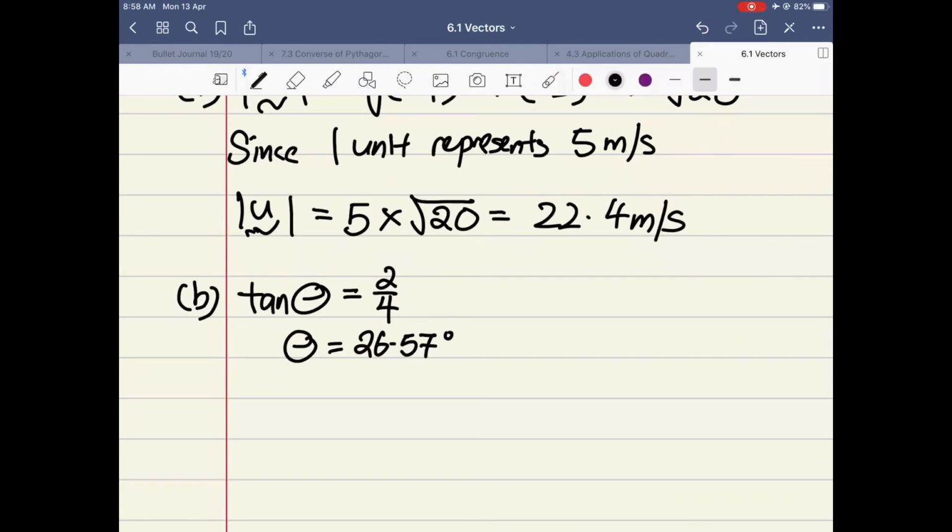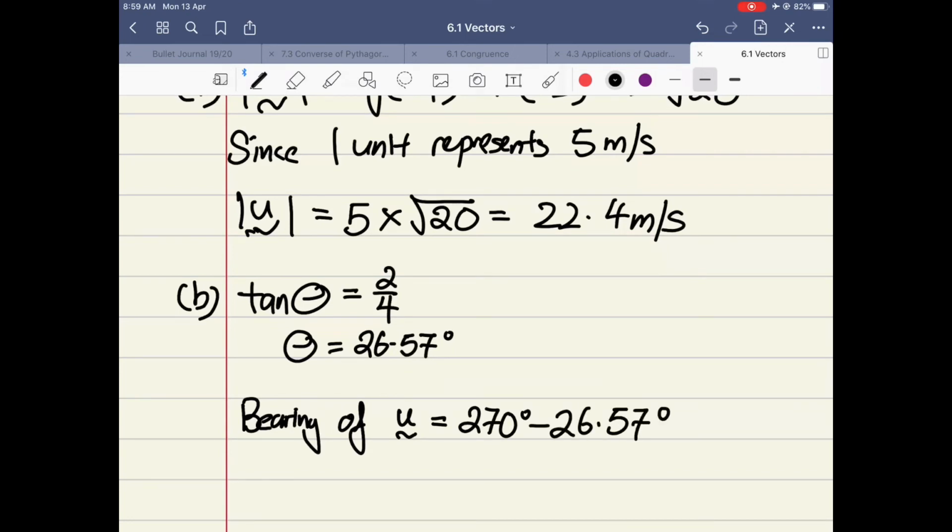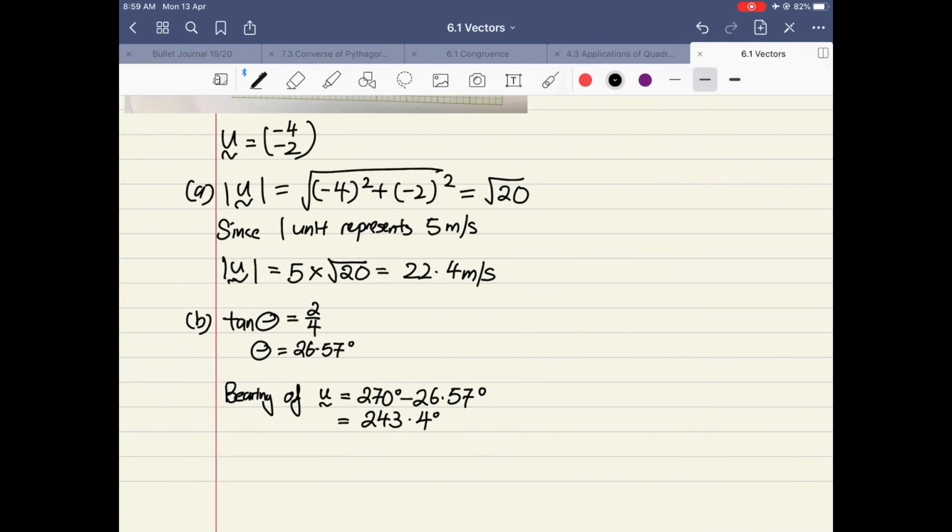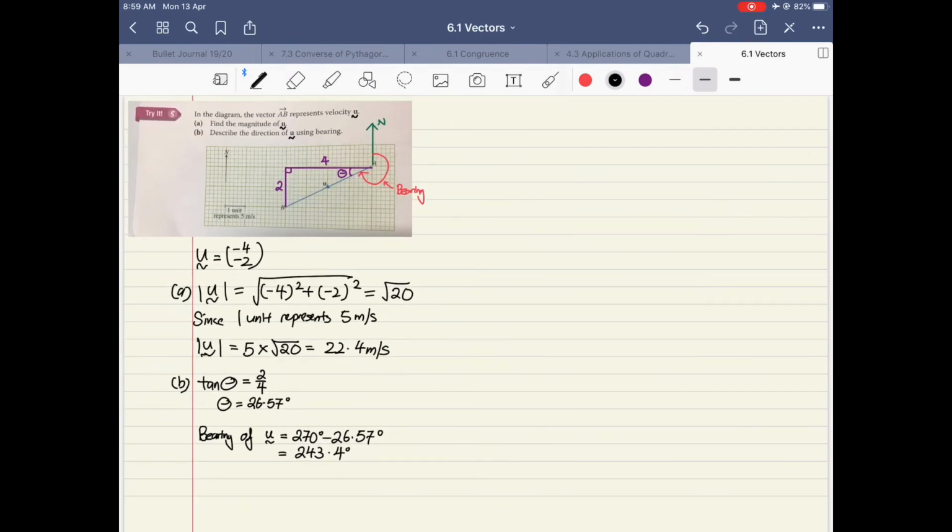So let me just do the working there. I will say that the bearing of the vector u is equals to 270 minus 26.57 degrees, and I will get 243.4 degrees. And that is it for try it 5.